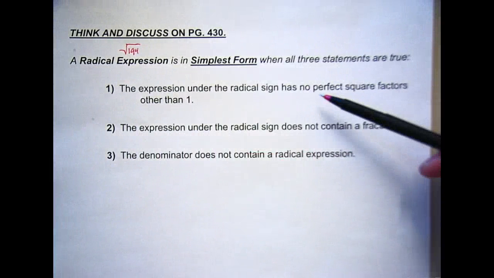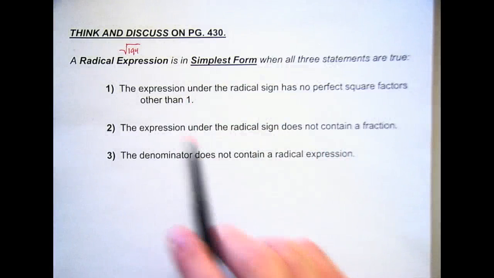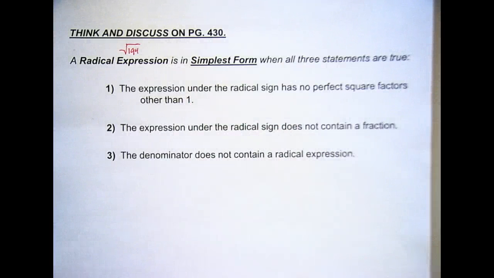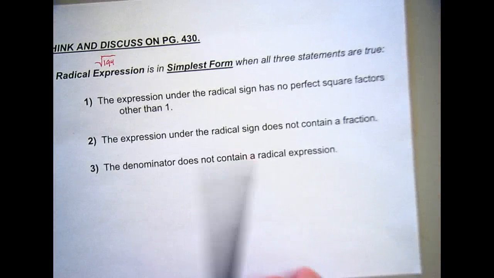First, the expression under the radical sign has no perfect square factors. Tell your neighbor a perfect square. Okay, what's a perfect square? Any perfect square. Come on. 36, okay? If it has no perfect square factors other than 1, then it's in simplest form. Second, the expression under the radical does not contain a fraction, and the denominator does not have a radical expression.